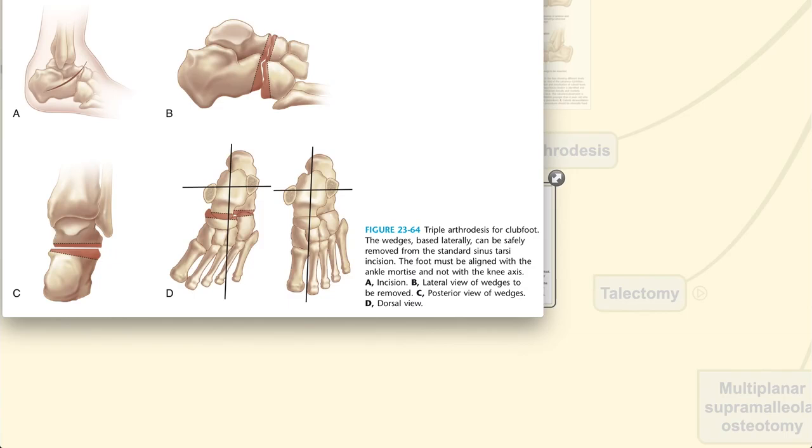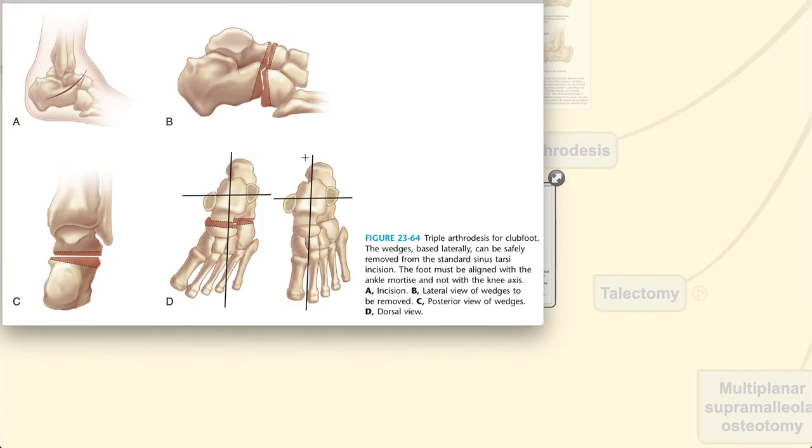You could see here that in triple arthrodesis, the incision is being done here laterally, and we could see here that there are wedges of bone that are being removed. Now the calcaneal cuboid, then there is also the talocalcaneal wedges of bone that is being resected, and the goals here are to achieve a normally positioned foot.